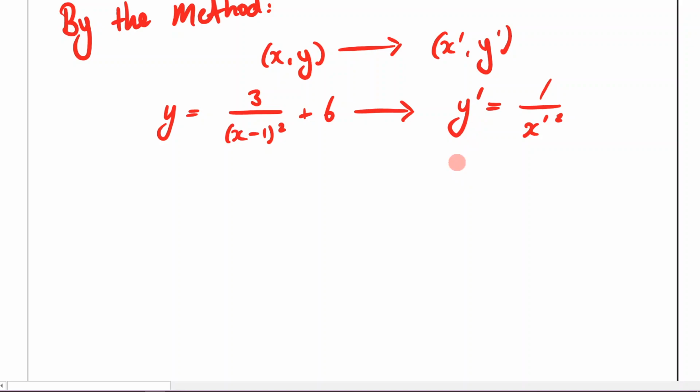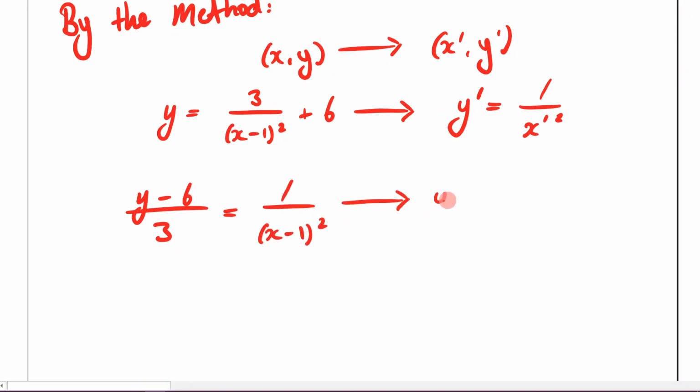The next thing that we do is what we normally do, and that is we rearrange this in order so it looks like this. So to get rid of this plus 6, I'm going to minus 6 from both sides, and then I'm going to divide this side by 3. So I'm going to end up with 1 over x minus 1 squared on this side, and over here I've got y dash is equal to 1 over x dash squared. Now, the next thing that we do is I equate this with this, and then I equate this with this. All right, so let's now do that.